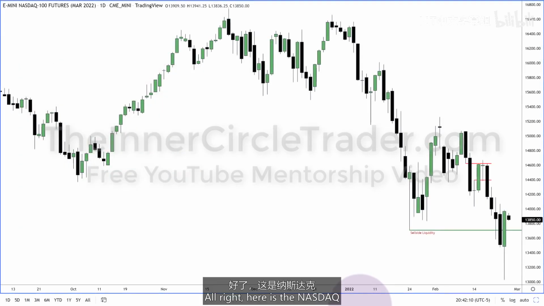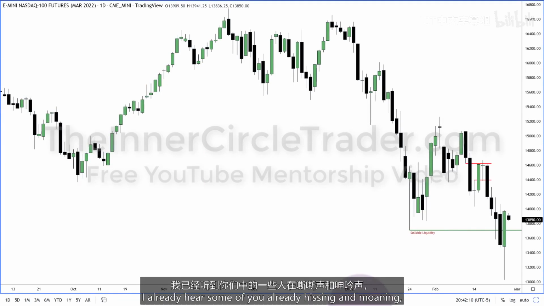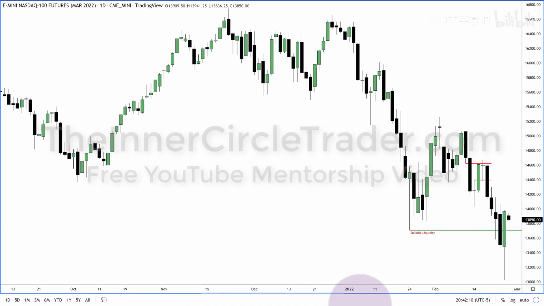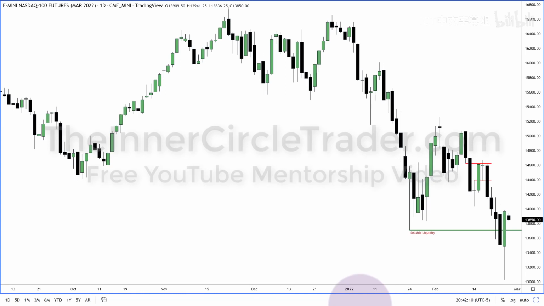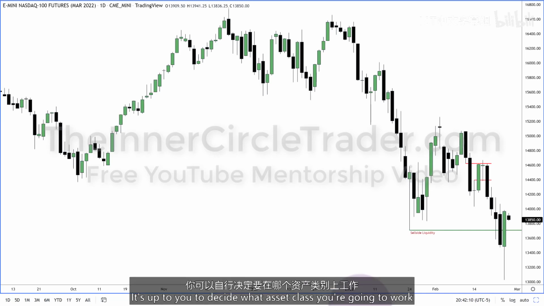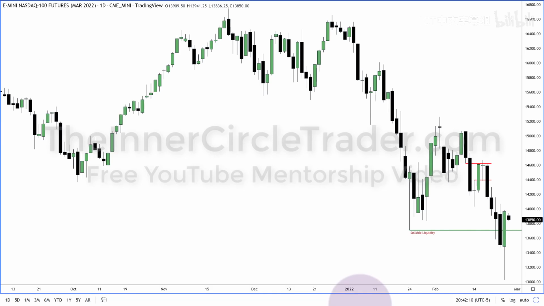All right, here is the NASDAQ March contract for 2022. I already hear some of you hissing and moaning, the Forex traders in my group: when are you ever going to talk about your dollar? Well, let me remind you, what I'm teaching works in Forex. It works in stocks, it works in bonds. It's up to you to decide what asset class you're going to work with.